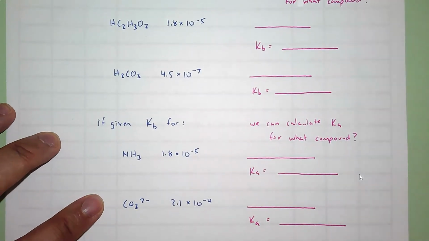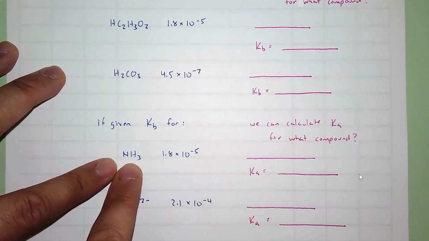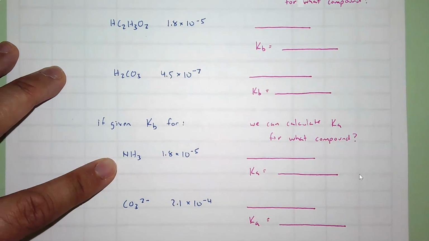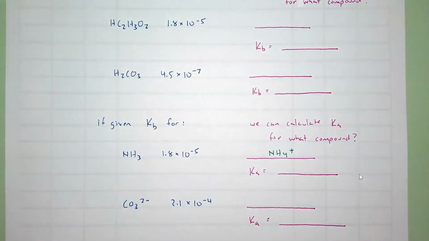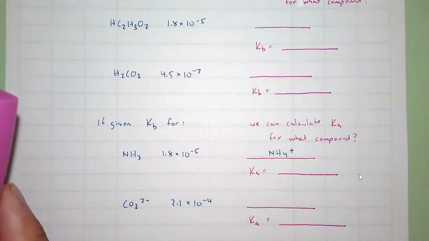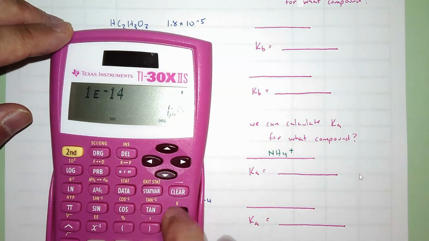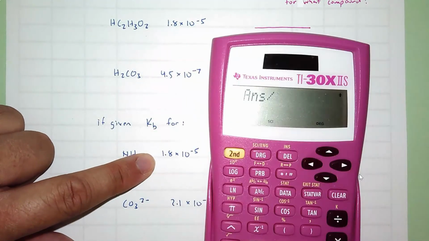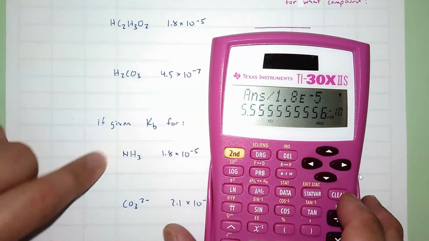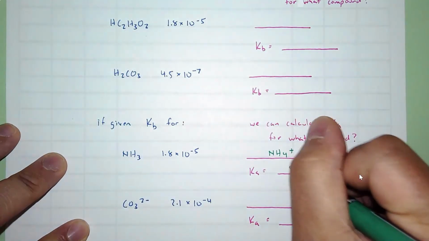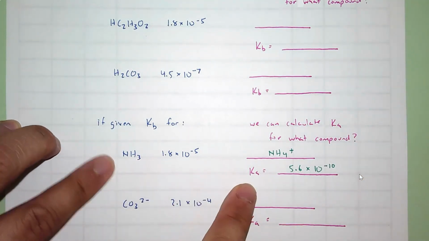Okay. You want me to do one of them? Let me do this NH3. I'll do this in green. If you know the Kb for NH3, you are calculating the Ka for its conjugate acid, NH4+. And the calculation is, to get the Ka, 1 times 10 to the minus 14 divided by the Kb, 1.8 times 10 to the negative 5. 5.6 times 10 to the minus 10. That is your Ka. Okay?